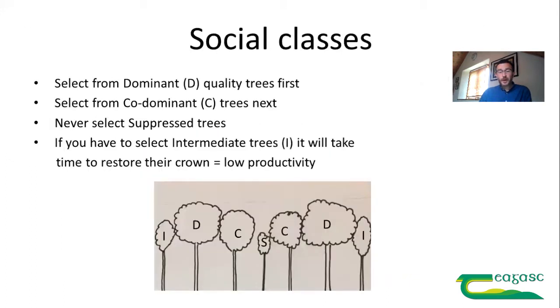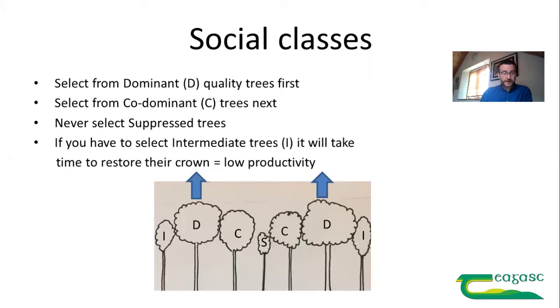An important concept to discuss is the concept of social classes. As trees race to the sky, race to the light, different trees will develop at different rates. This is a result of a combination of their genetics and their positioning within the forest. Some trees will conquer more space in the forest canopy and develop a larger crown, a larger canopy. These are called dominant. And when selecting quality trees, we should first look at the dominant trees.